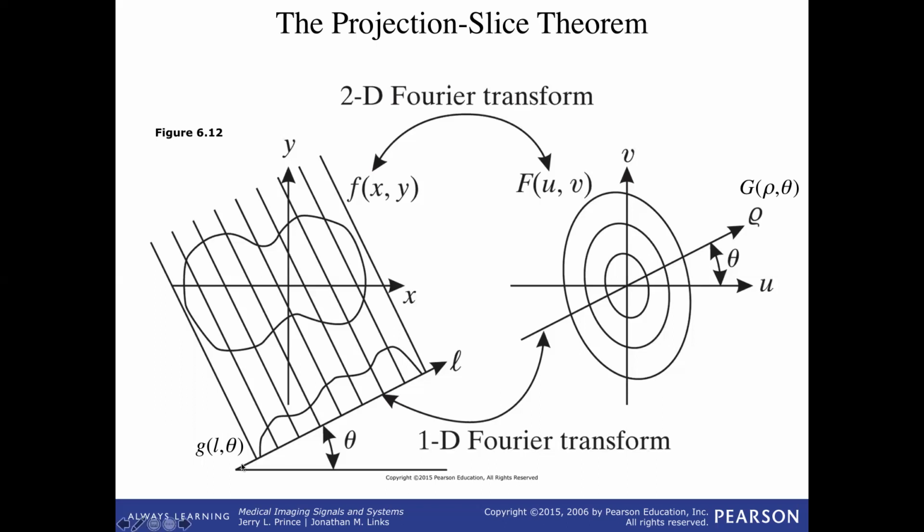L is the position along this line. If we normalize position and say this is 0 and this is 1, it's just its relative position along the line, in millimeters. So it's spatial position.